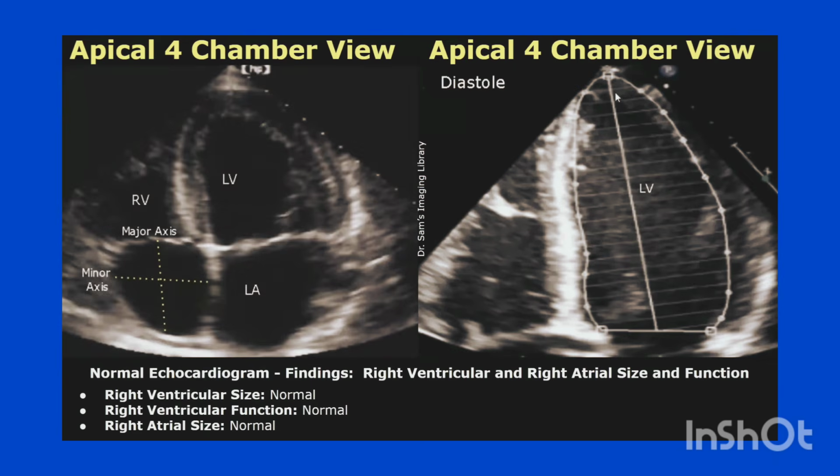Then we move towards the right heart. This includes the right ventricular and right atrial size and function. In this report, the right ventricular size is normal. The right ventricular function is also normal, and the right atrial size is normal as well.